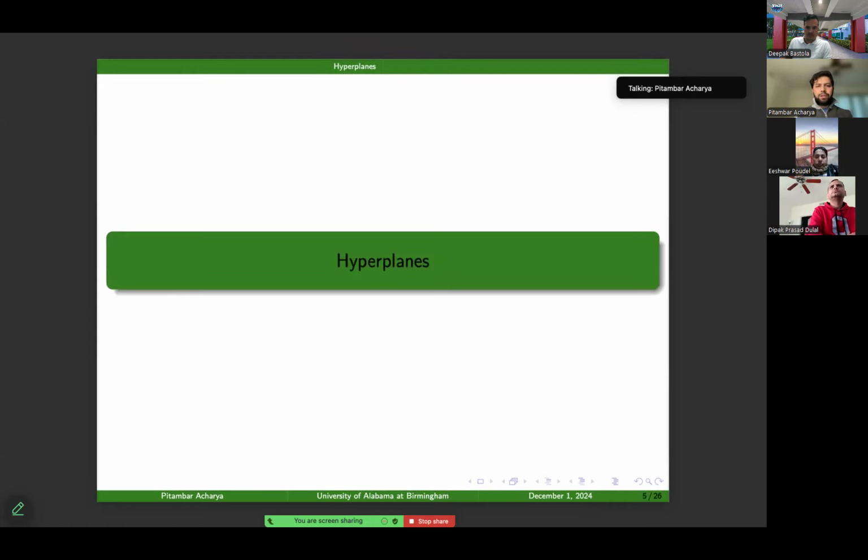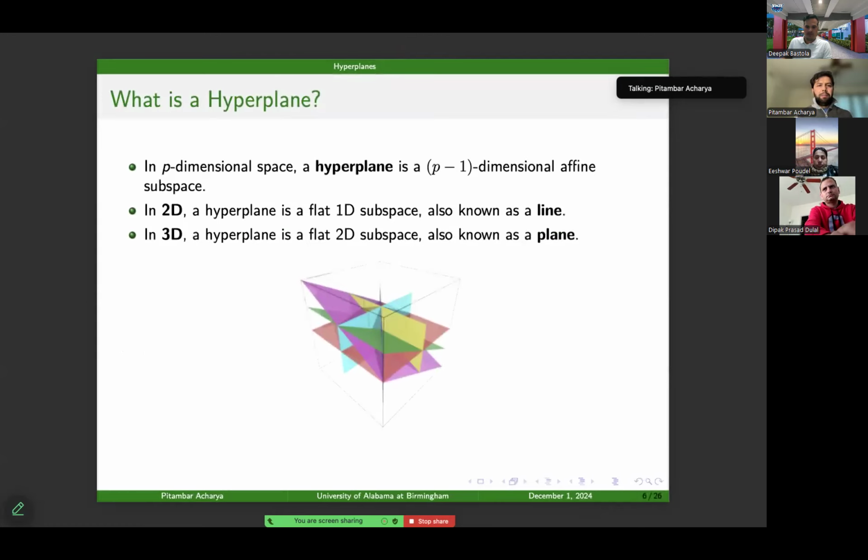Before going to the support vector machine in detail, let me start with the hyperplane. I'll go through the basics of a hyperplane. In p-dimensional space, a hyperplane is a p minus one dimensional affine subspace. In two dimensions, a hyperplane is a flat 1D surface. It is a line. In three dimensions, it is a plane. If we go beyond three dimensions, then in general we call the plane a hyperplane.